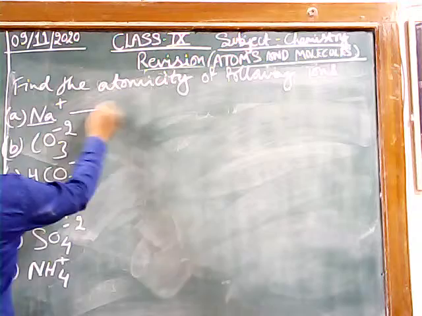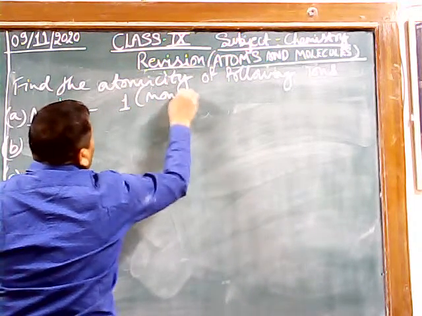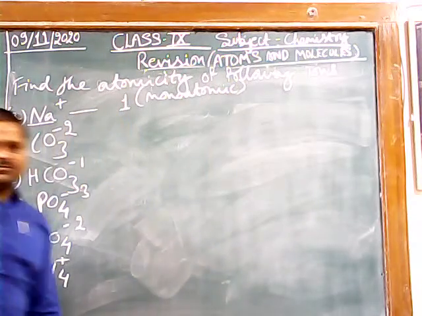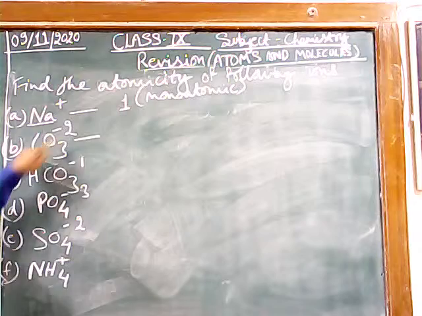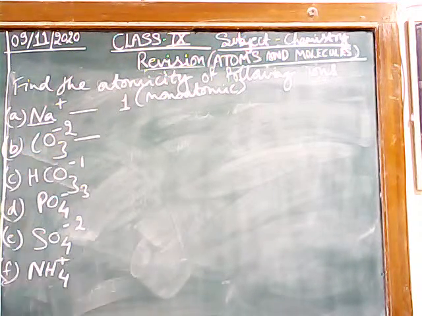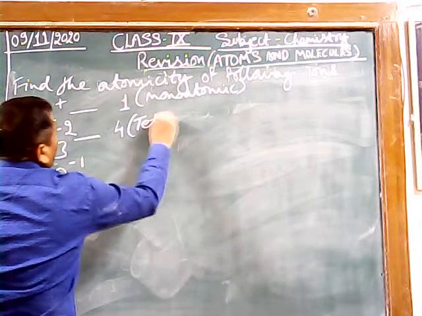This is one atom, so atomicity is 1. This is monoatomic ion. Okay, children, are you getting or not? The second, carbonate. So charge is minus 2, but the number of atoms 1 plus 3 is equal to 4. So this is 4 atoms. This is tetraatomic ion.